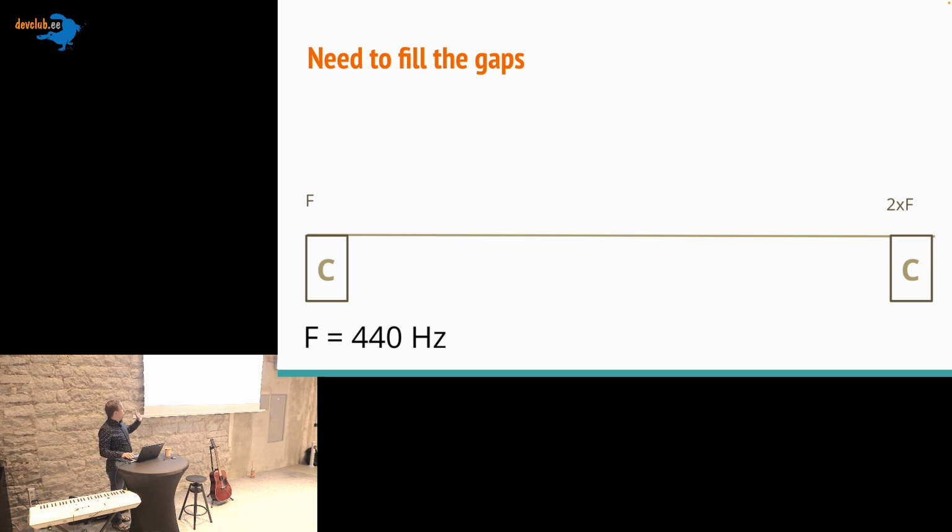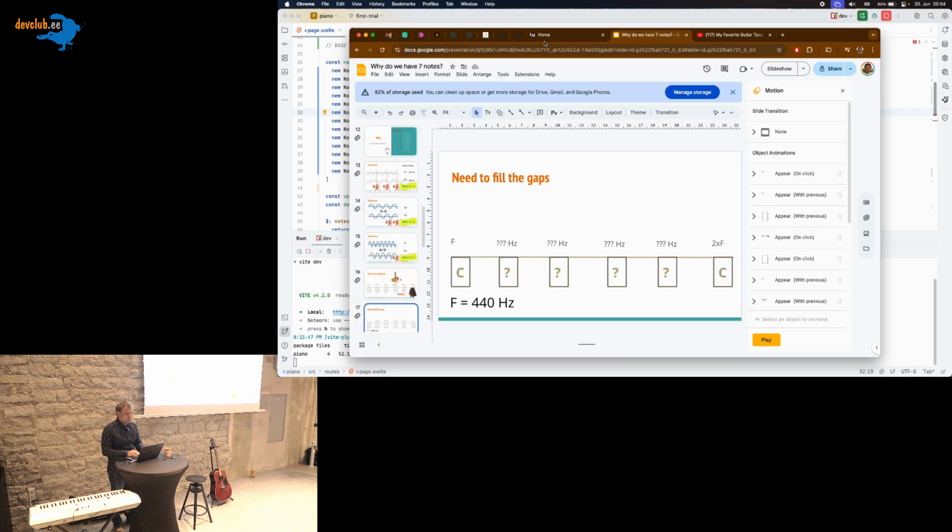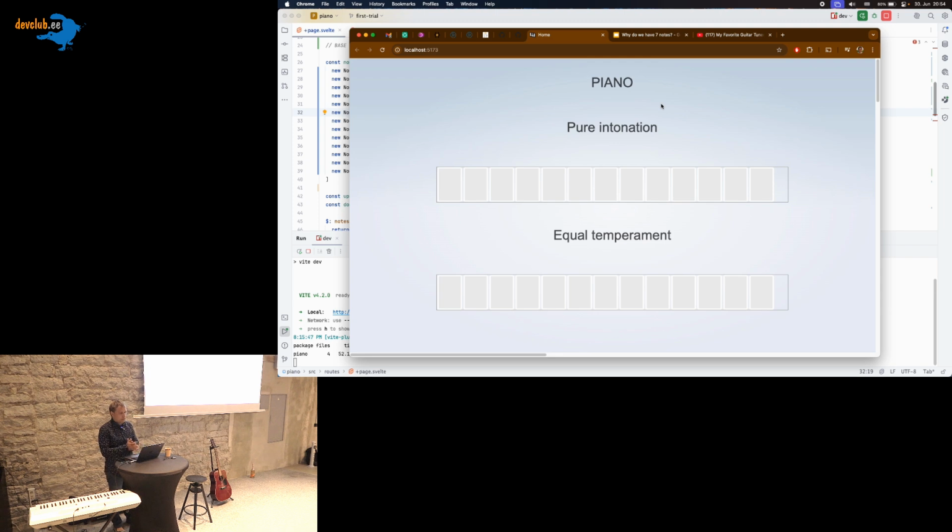So we will create our keyboard by putting the initial note and the next initial note, do and do, and now we need to fill something between. And the question is, which frequencies do we need? Which notes do we need to put? Maybe let's try to have a little bit of programming, a little bit of Svelte code. So this is our initial keyboard that is empty initially.